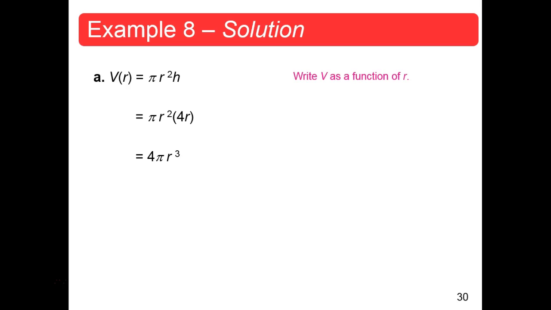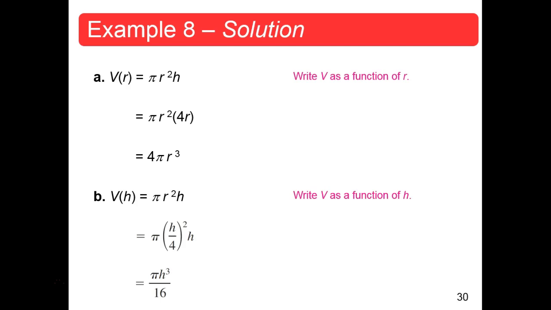For part b, we now want to get it as a function of h. That's still a function of r and h, so we want r as a function of h, and that's going to be h over 4, which we also got from our ratio. You're squaring that, so it comes out pi, and they wrote it differently than I did, but it's perfectly fine: pi h cubed over 16.